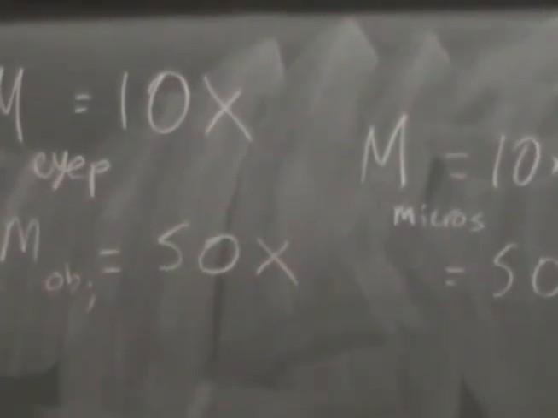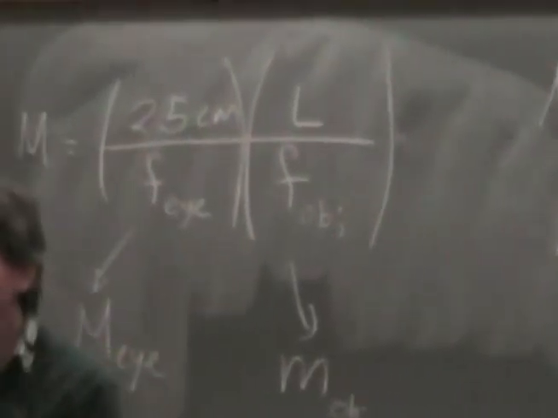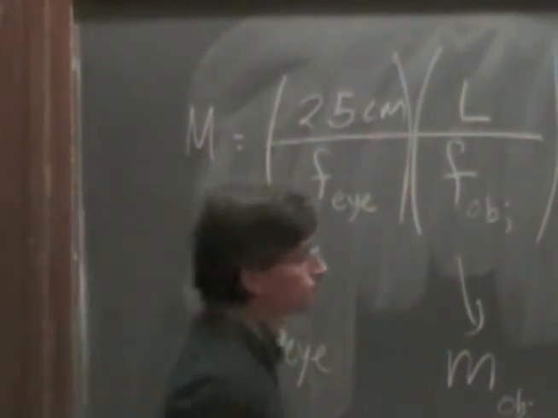So when you look at an object using a microscope that has this particular focal length for the eyepiece and focal length for the objective, it will look 500 times bigger than it would if you just looked at it with your naked eye. That's what that number means. Okay?